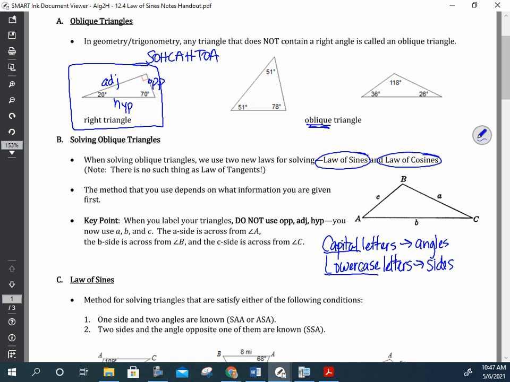So, the A side is across from the A angle. Wherever the A angle is, the A side is directly across from it. B side, B angle, C side, C angle. When you go to label, which we will in a second, that's how you label the triangle. Do not use opposite, do not use hypotenuse, do not use adjacent. Those don't apply unless you have a right triangle. Any questions before we start with the law of sines?